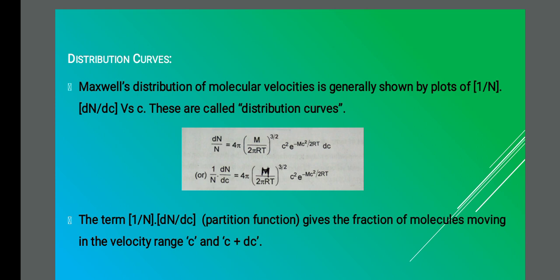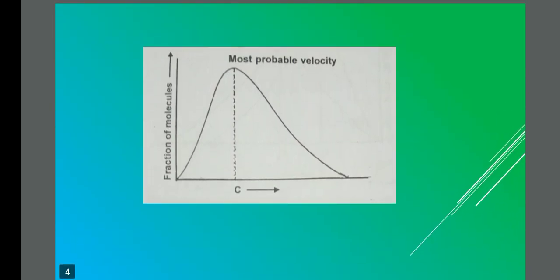This equation is modified as 1 by n into dn by dc, which is equal to 4 pi times m divided by 2 pi RT the whole power 3 by 2 into c square into e to the power of minus mc square by 2 RT. So the term 1 by n dn by dc gives the fraction of molecules moving with a velocity between c and c plus dc. So we are plotting a graph between velocity and fraction of molecules. Velocity is c, and the fraction of molecules is 1 by n dn by dc.